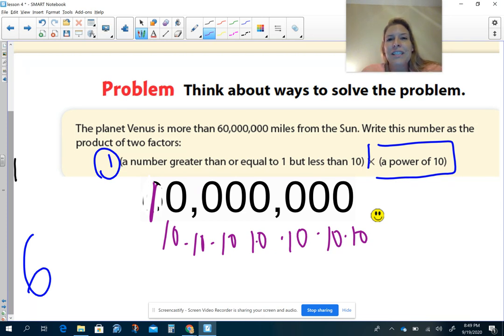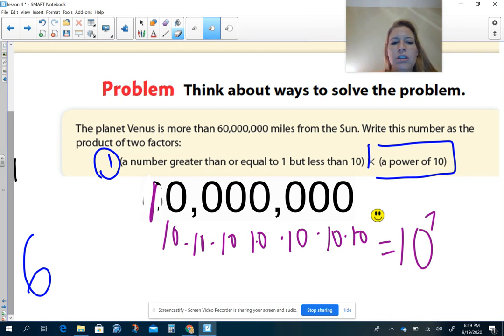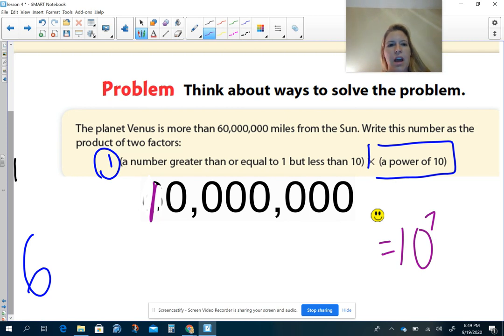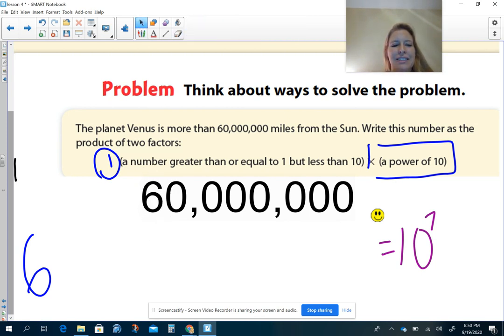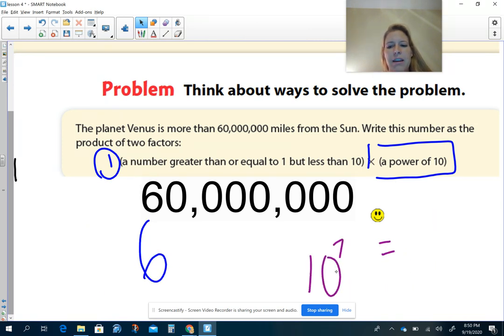Okay, let's see if we did good. So we have 7 10s. See if we remember how we write this from lesson 1, right? Good, 10 to the 7th power. Okay, so remember I talked about my accordion, right? So we know how many 10s are involved in this. And we know that there was a 6. Let's pull that back. There he is. So here was my 6. And here is my 10 to the 7th power.